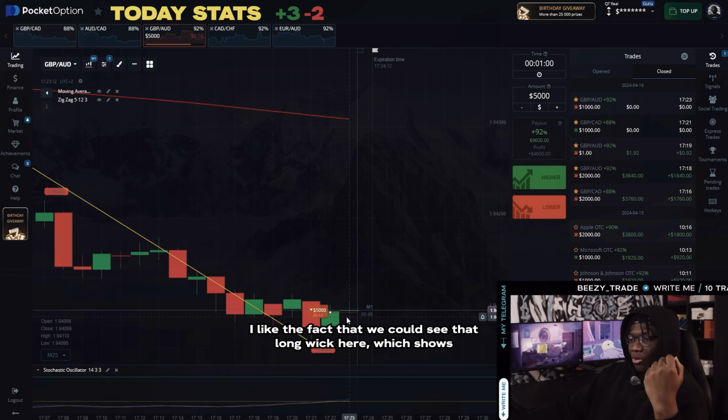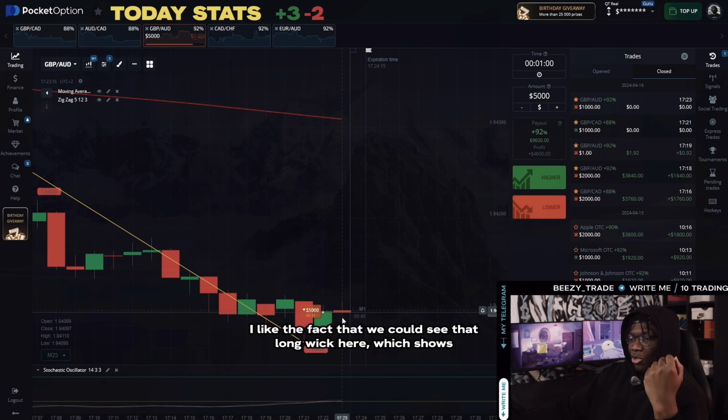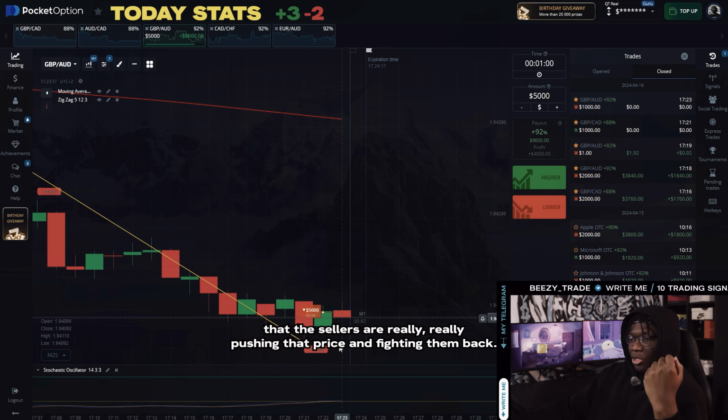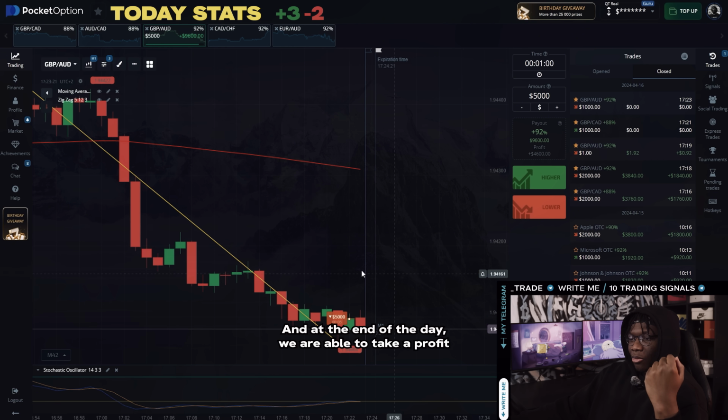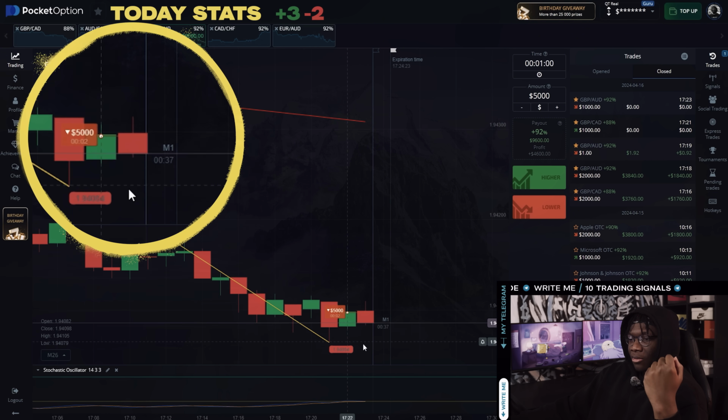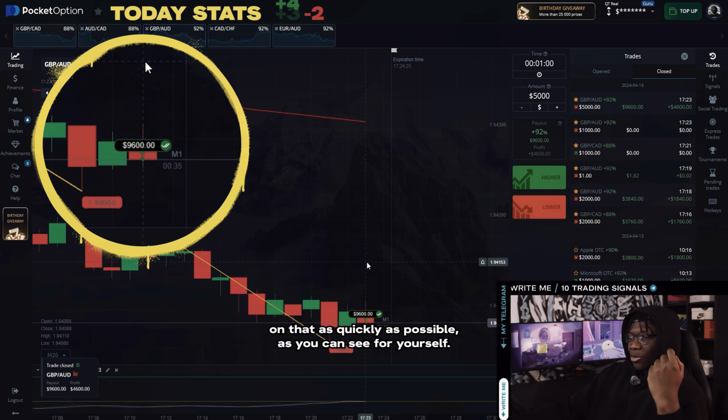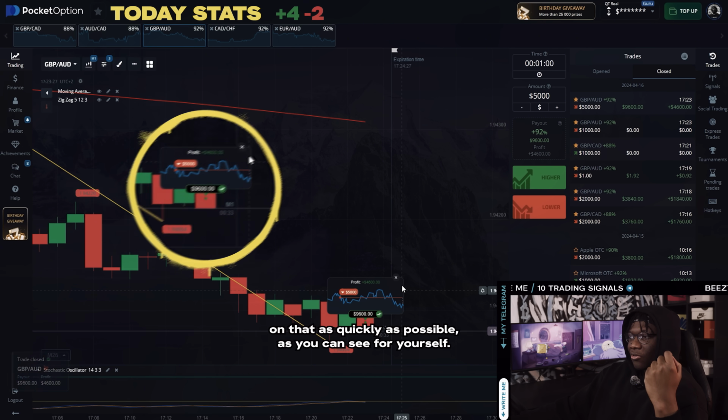I like the fact that we can see that long wick here, which shows that the sellers are really pushing that price and fighting them back. And at the end of the day, we are able to take a profit on that as quickly as possible, as you can see for yourself.